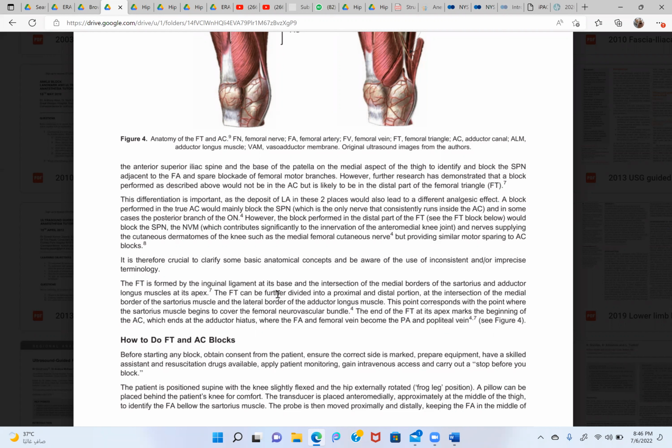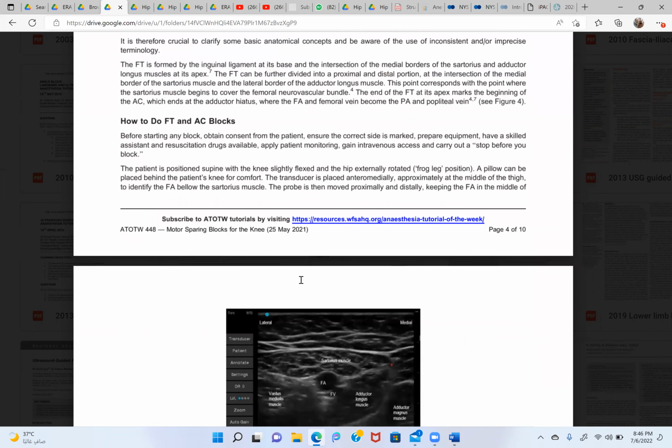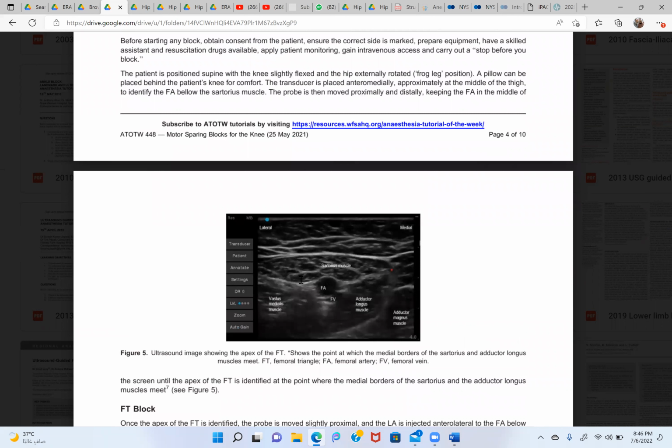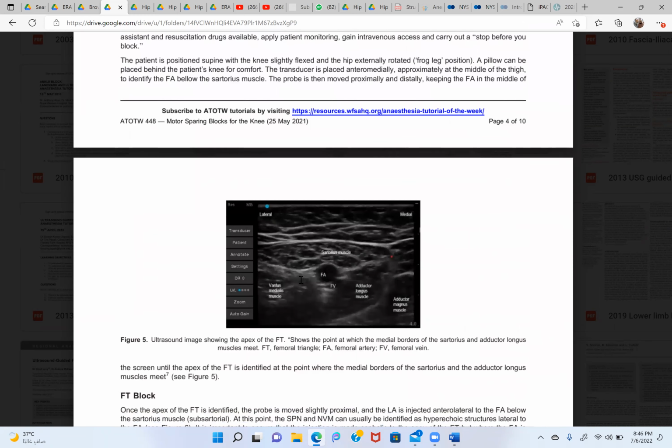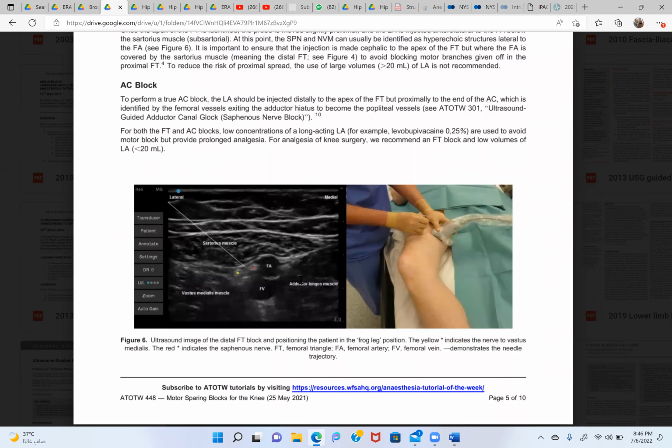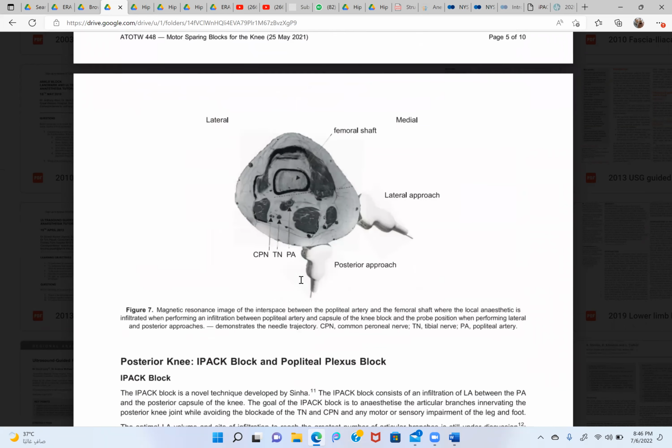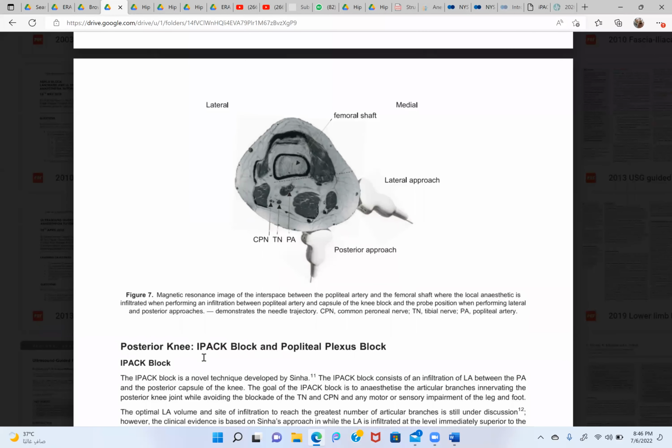So they have just told about some of the techniques of these blocks. Later on, recently, the problem was that still there was not adequate pain relief. So recently they have introduced a block which is called the IPACK block. It is a mnemonic for interspace between popliteal artery and capsule of the knee.